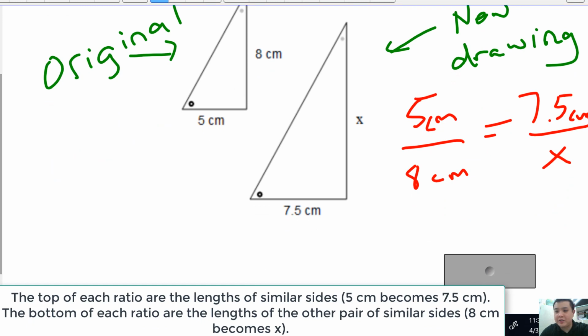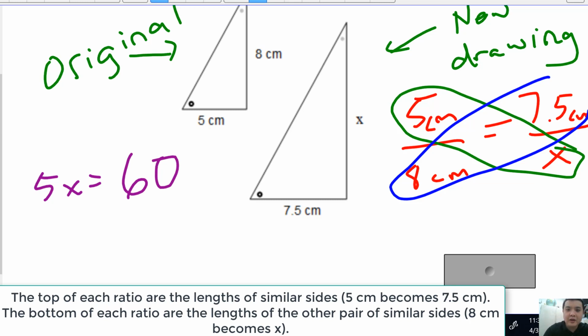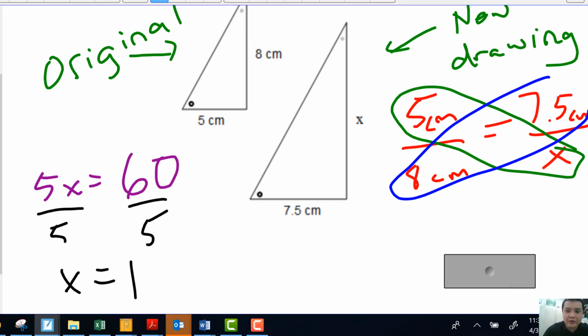Again, we're going to use our cross products and multiply our extremes by our means. We have 5x equals 8 times 7.5, which is 60. We're going to divide both sides by 5 to isolate the x. X equals 12, and because centimeters was our unit in the bottom right here, it's going to be our unit for x. X equals 12 centimeters.